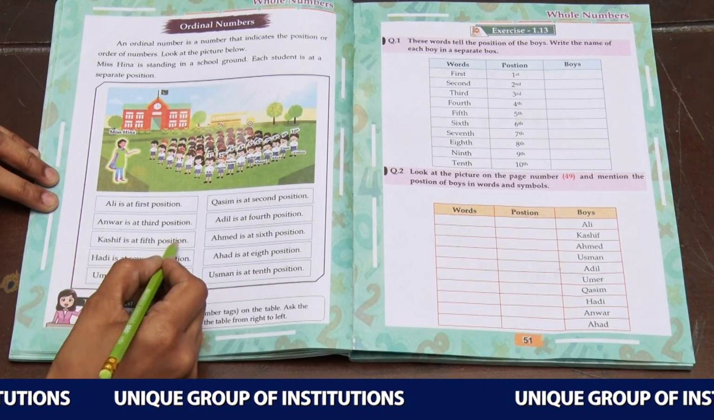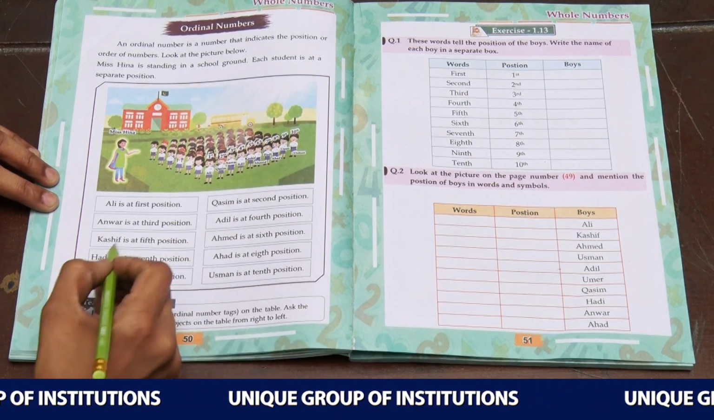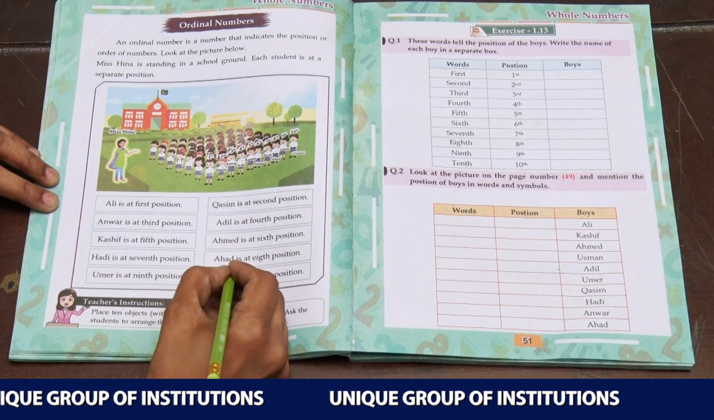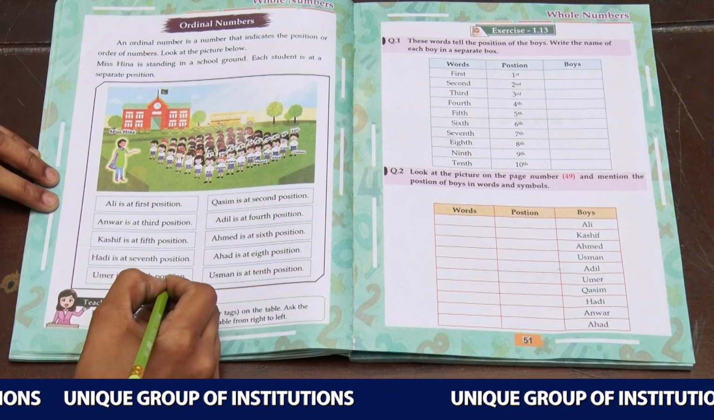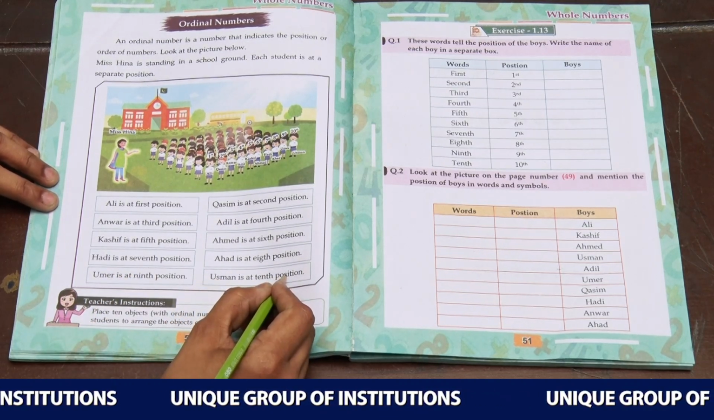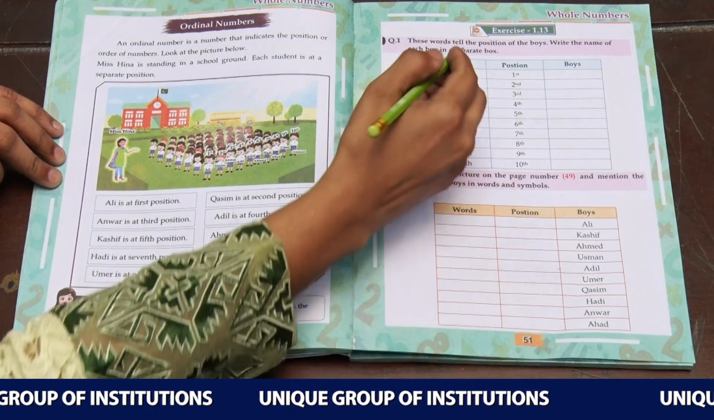Kashif is at fifth position. Ahmad is at sixth position. Hadi is at seventh position. Ahad is at eighth position. Umar is at ninth position. Usman is at 10th position. Okay. Now we will do the exercise on page number 51.